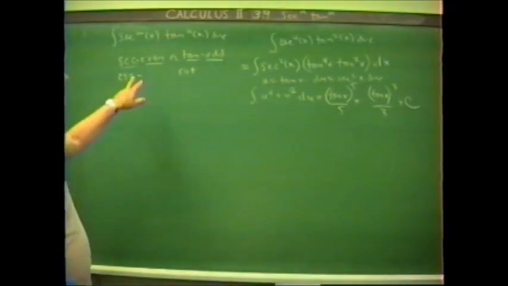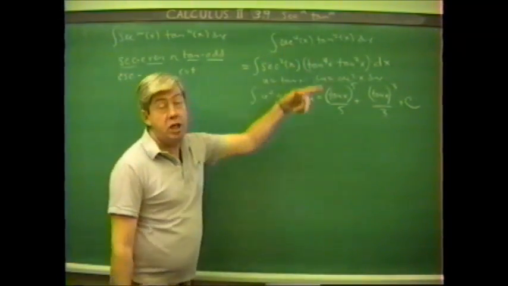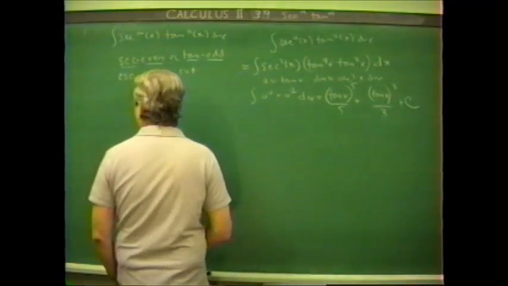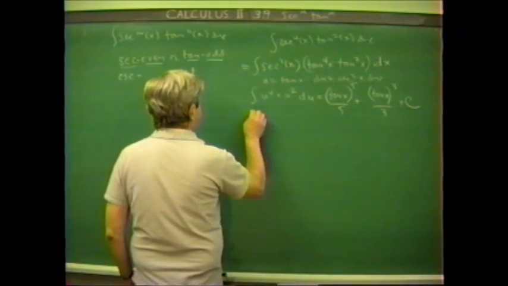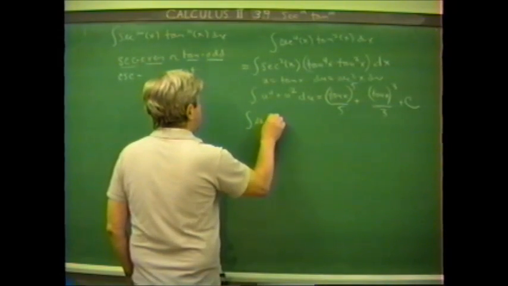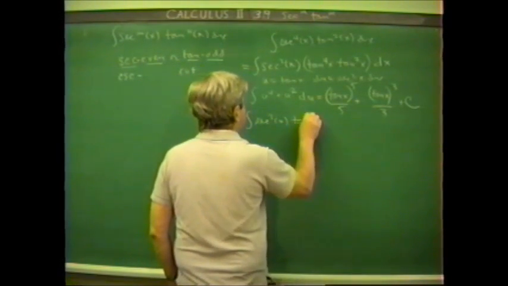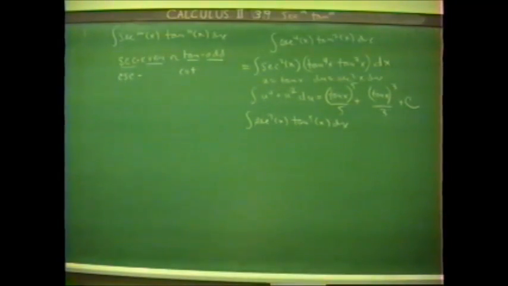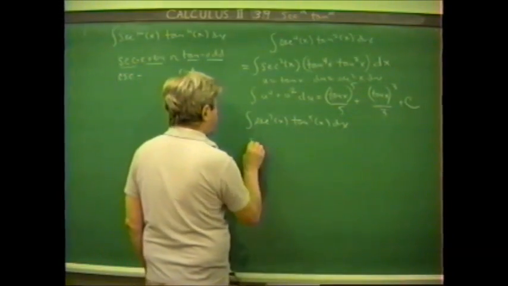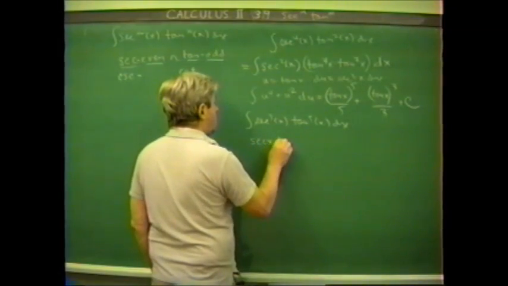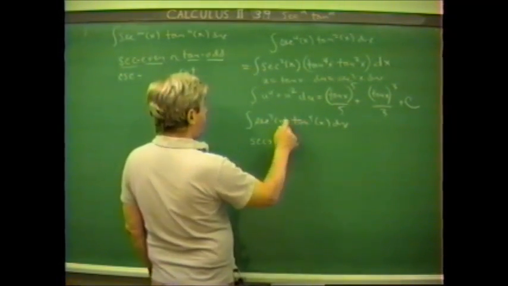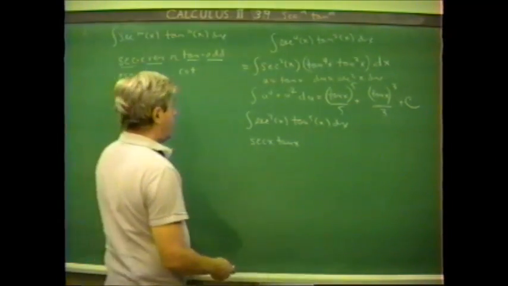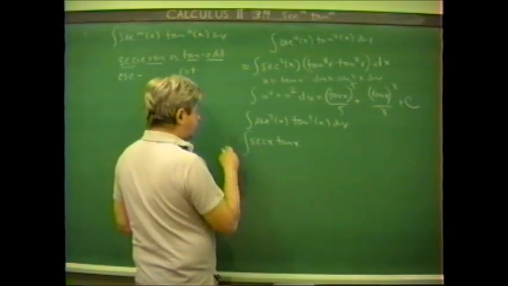So if the secant is the even power, you save the secant squared and change everything else over to tangents. If the tangent is to an odd power, let's say antiderivative of secant cubed of x tangent to the 5th of x dx, then you save a secant times tangent, the derivative of secant. If both are there, like if the tangent is odd and the secant is even, you can do it either way. But here you save a secant times tangent.